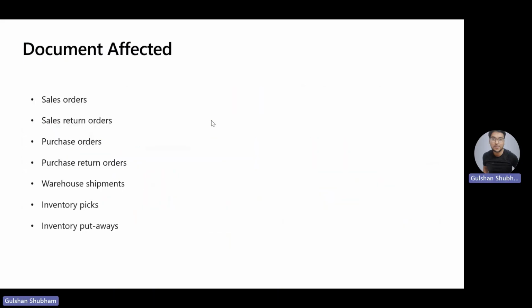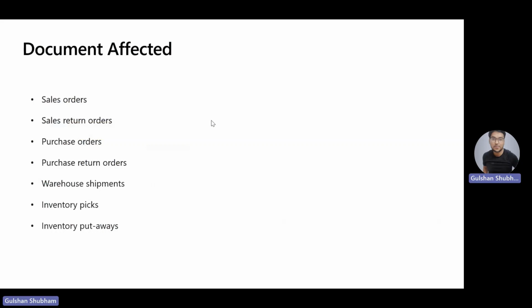Now the next question: what are the documents on which we get this feature? Basically, on whichever documents you can post an invoice, you get this feature. To list them out: sales orders, sales return orders, purchase return orders, warehouse shipments, inventory picks, and inventory put-aways. Keep in mind one thing: if you're posting a transaction of type invoice from journals, then this feature is not applicable, because that is a journal and this feature has been made available only on documents. So technically you can have a ledger entry of type invoice on which this restriction cannot be put, because that transaction was done from a journal, not from a document. If you're posting any invoice from these documents, then you have this feature.